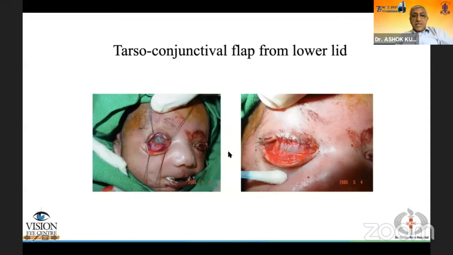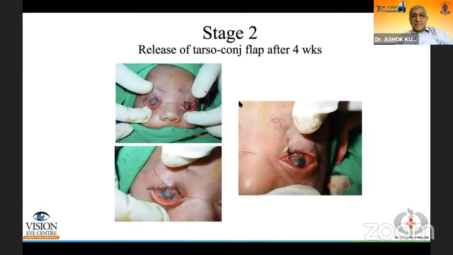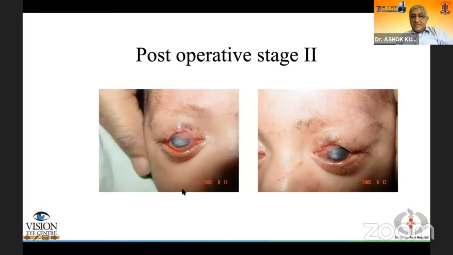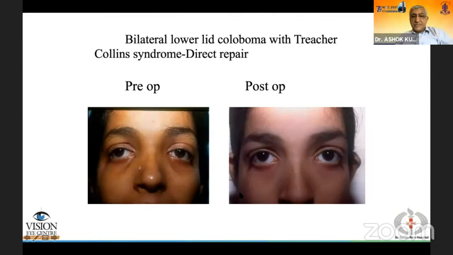and then took a tarsoconjunctival flap for repair of the internal lamina. Skin could be mobilized as it was excessive and taken from that which was present on the cornea. So this is the stage one, and this is after tarsoconjunctival flap was released, and we could get a good reconstruction, although symblepharon does tend to occur very often in these children because of excessive reaction. And we could get rid of the exposure keratopathy, and vision could improve significantly. Example of a lower lid notch, which has been repaired here.